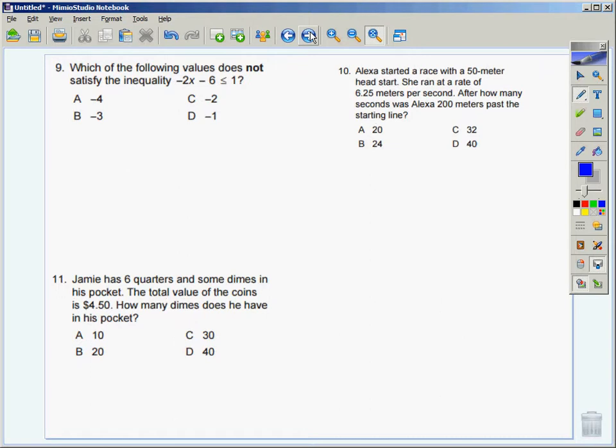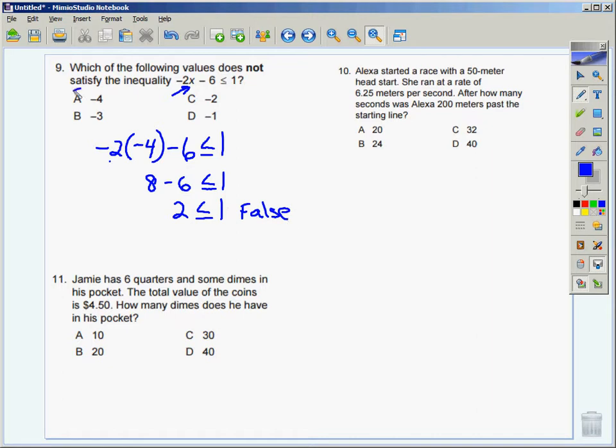Which of the following values does not satisfy the inequality? All I have to do is plug in numbers. -2 times -4 minus 6 is less than or equal to 1. -2 times -4 would be 8. 8 minus 6 is 2. This is going to say 2 is less than or equal to 1, which would be false. That is why A does not satisfy this inequality.